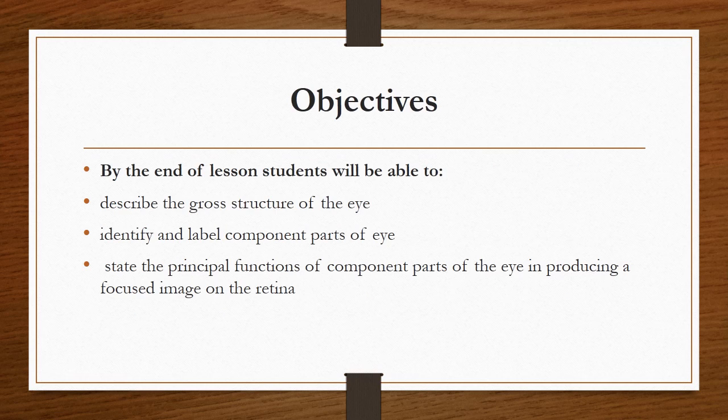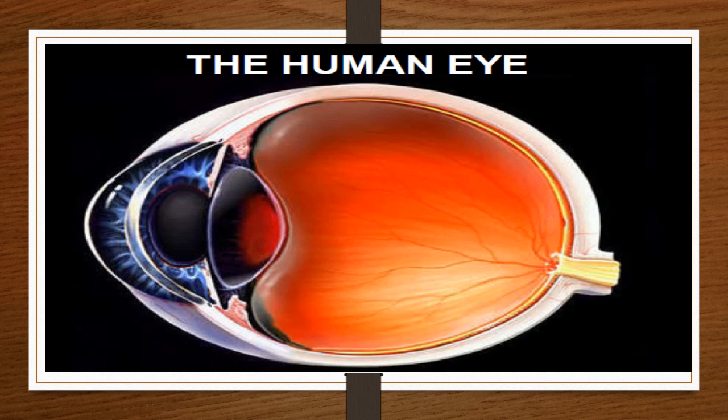Now come to the human eye. The objectives of the lesson are, by the end of the lesson you will be able to describe the cross structure of the eye, identify and label component parts of the eye, and state the principal functions of component parts of the eye in producing a focused image on the retina.